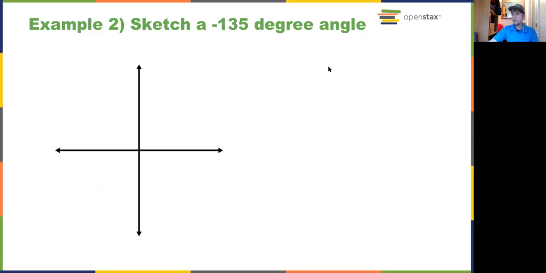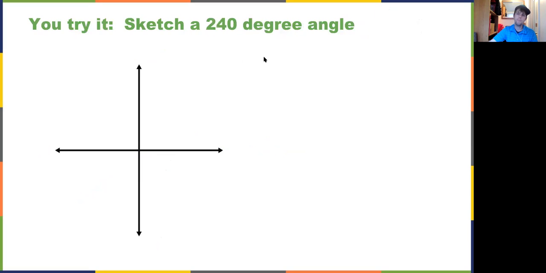I'm going to keep moving forward. You try it. So take a second here, see if you can sketch a 240-degree angle. A lot of different ways we can do it. You see what you got. Go ahead and pause it, and I'm going to do it here. Initial side. So here's our initial side. We're rotating positive, so we're going to rotate this way, counterclockwise.